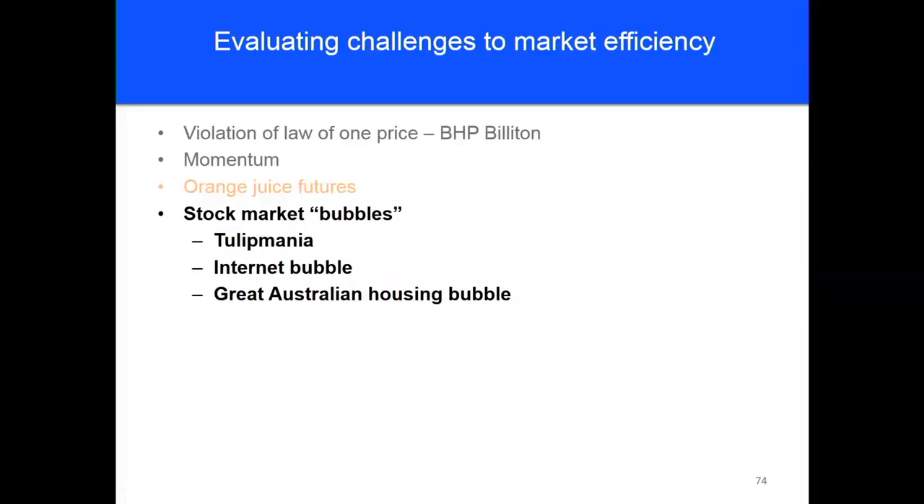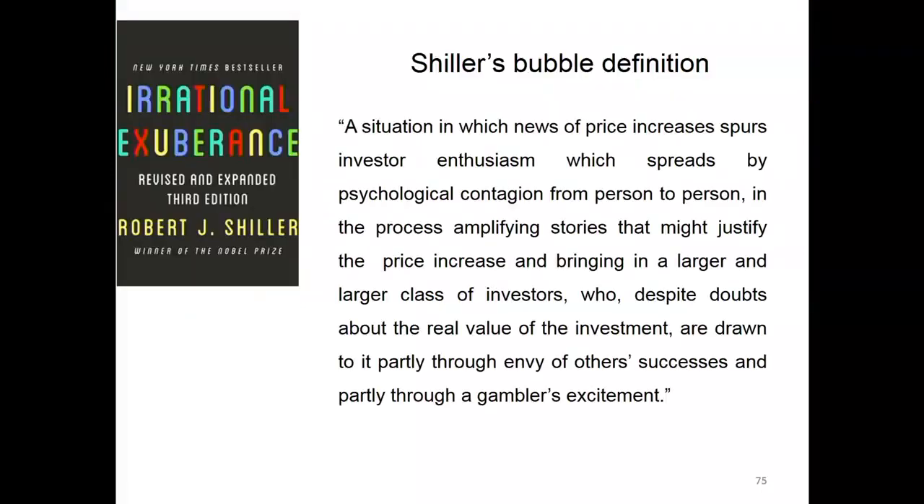Which brings us now to stock market bubbles. So Shiller talks about bubbles. He says that news of a price increase, and this seems a plausible thing, like Bitcoin: you hear about Bitcoin, the price goes up, and everyone says this is a new coming technology. People amplify stories that might justify the price increase and bring in a larger and larger class of investors who, despite doubts about the real value of the investments, are then drawn to it. So you buy Bitcoin because you basically have FOMO, fear of missing out.